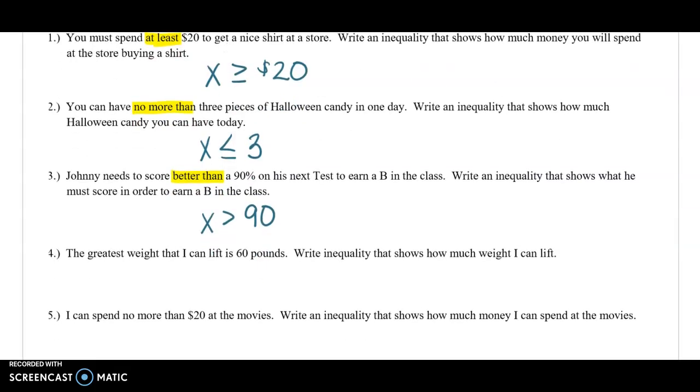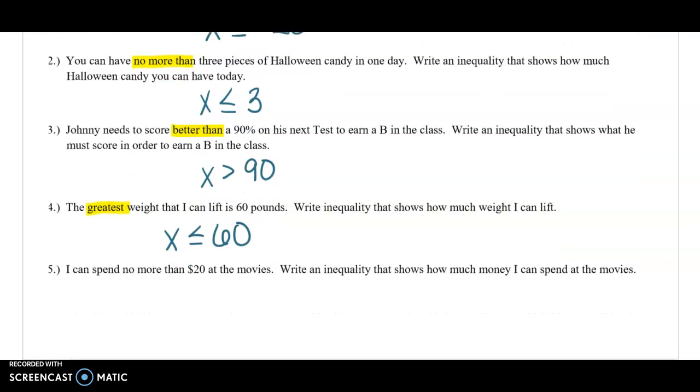And then in number 4, it says the greatest weight I can lift is 60 pounds. So write an inequality that shows how much weight I can lift. We don't really have a key word that we can use, but it says that the greatest weight you can lift is 60. So if that's the greatest or the largest, you know you can lift less than that, but you cannot lift more than that. So if there's no more than 60 pounds, that's going to be a less than or equal to symbol again, because the most that you can do is 60, but you can also do less than that.